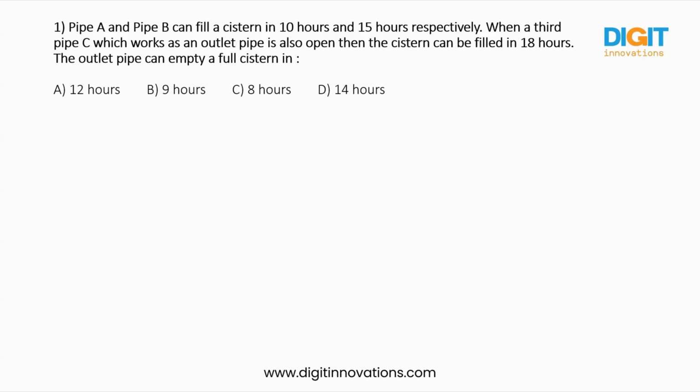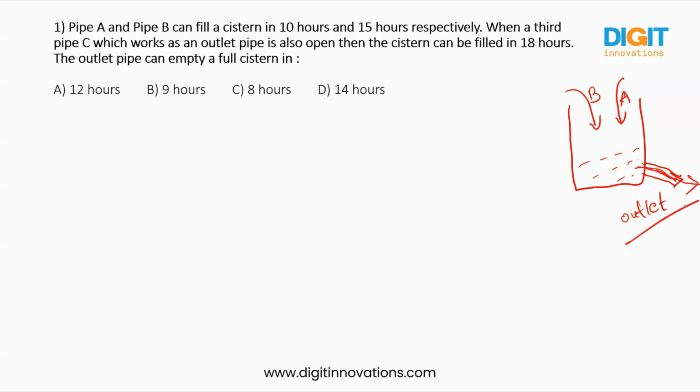That's nothing but, I'll draw here. These are the two pipes A and B. But when it comes to C, that is not a filling pipe. It is a pipe which works as an outlet. That means from here the water will go out. So it works as an outlet. It helps the can to empty, like a hole through which water goes out.